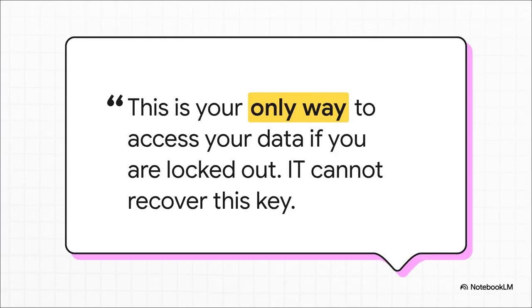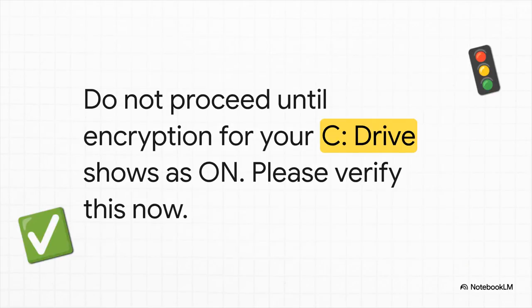Okay, I really need you to listen to this next part because it is absolutely crucial. You must save your recovery key. When the system prompts you, we strongly recommend you print a physical copy and store it somewhere safe, according to company policy. Here's the thing, IT cannot recover this key for you. I'll say that again, we cannot get it back. If you lose it, you will be permanently locked out of all your data. So please, just pause here for a moment, go back and double-check that BitLocker encryption is active and says on for your C drive. Don't move on to the next step until you've confirmed this.